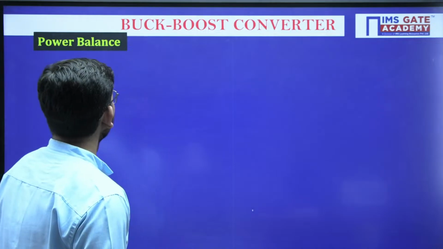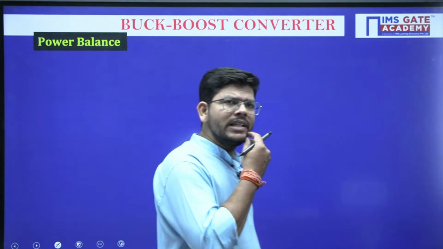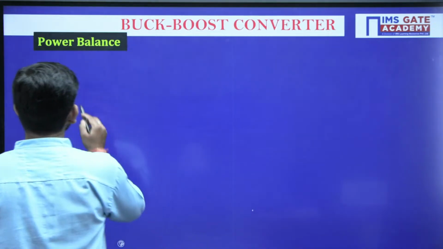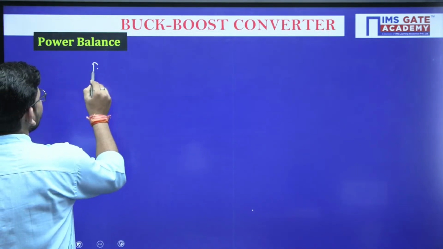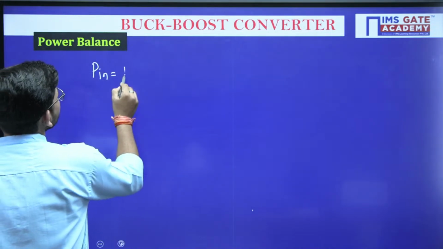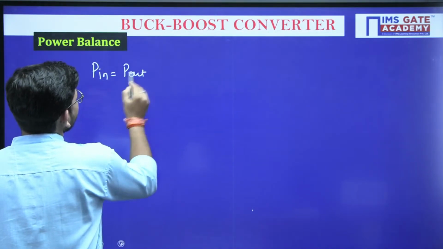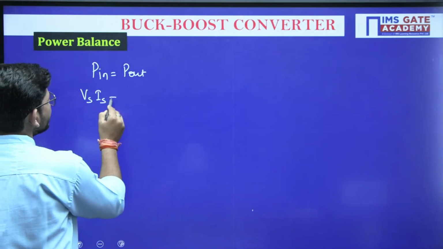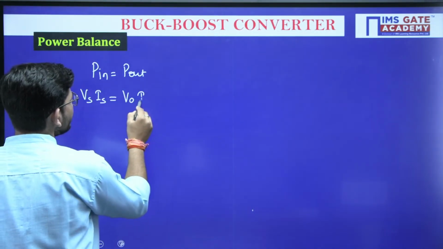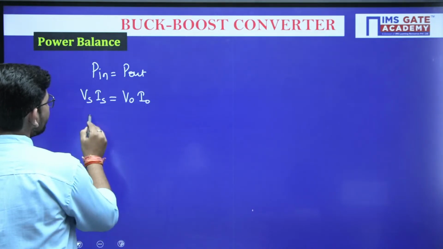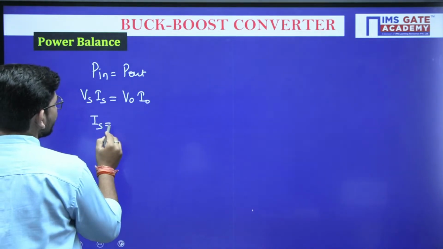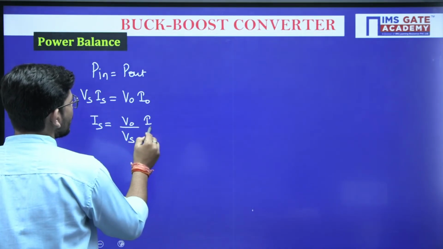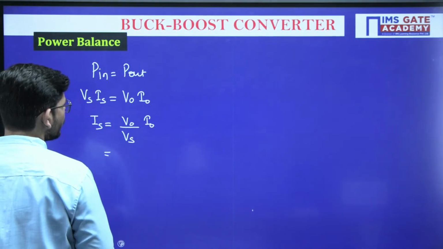Now, power balance. Let us apply the power balance right now. So what is power balance? We have assumed that all the devices are ideal. Means whatever is the power input, the same we are getting as power at the output. Means power input is Vs into Is. Power output will be V naught into I naught. So if suppose I want to calculate Is, that will be V naught upon Vs into I naught.